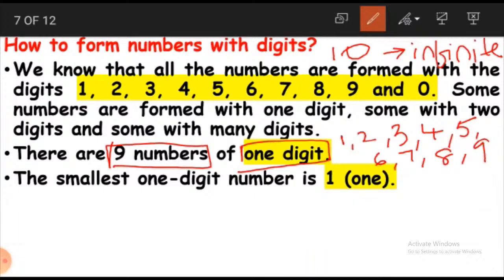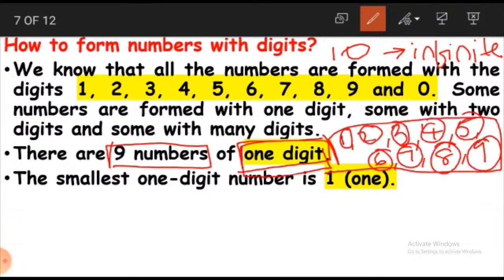These 9 numbers are one digit numbers. How many digits do they have? Only one. In each number we have only one digit, so they are called one digit numbers. The first one digit number is 1. So it is the smallest one digit number. What is the smallest one digit number? The smallest one digit number is 1.